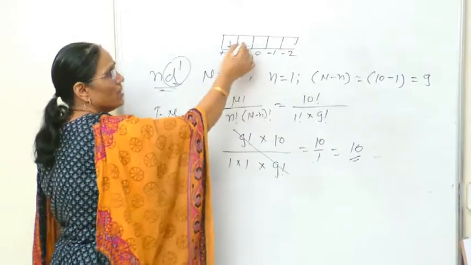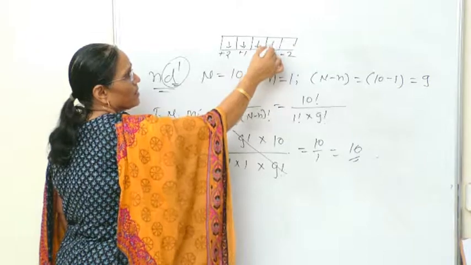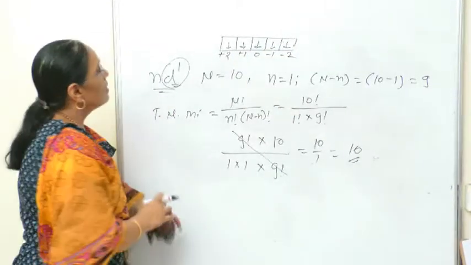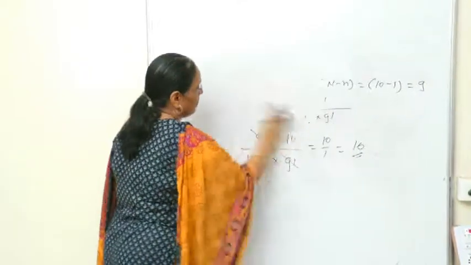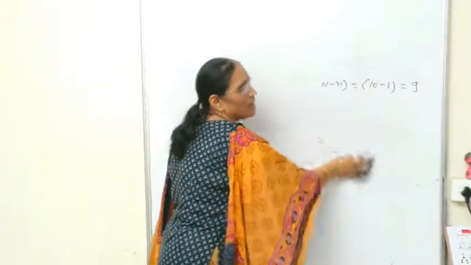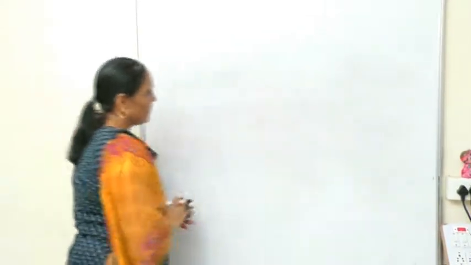It may be arranged in this fashion, or in this fashion, or in this fashion. So the total 10 arrangements are possible for the single electron in d orbital.